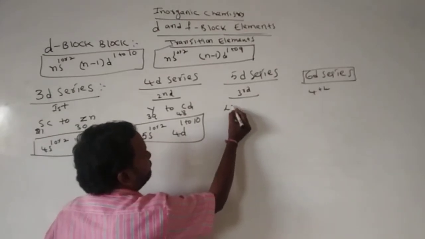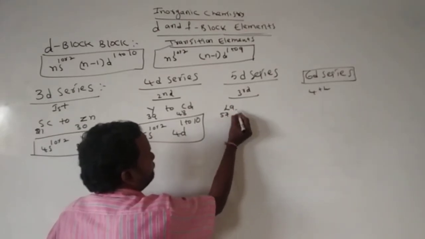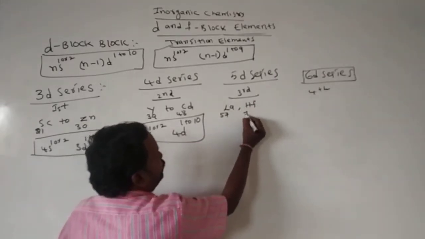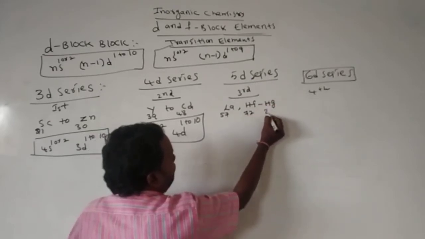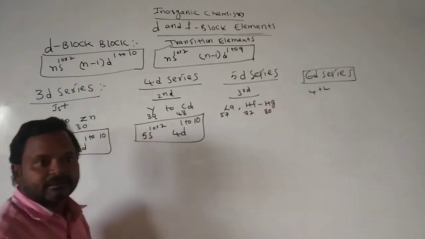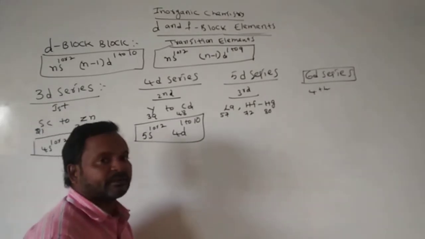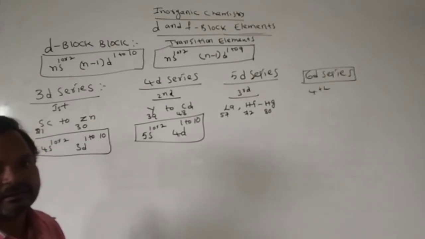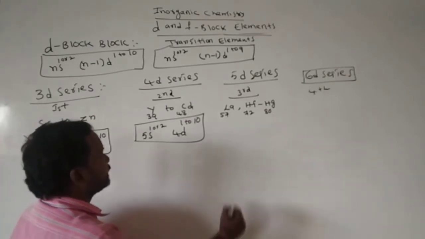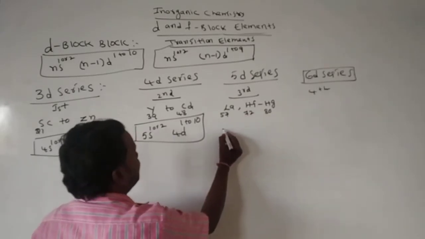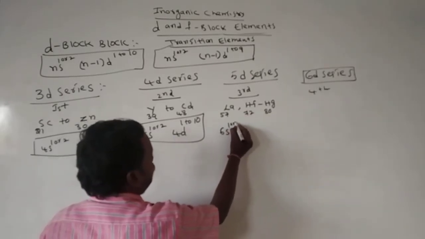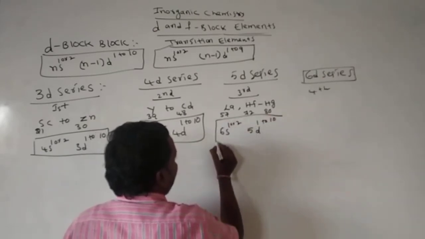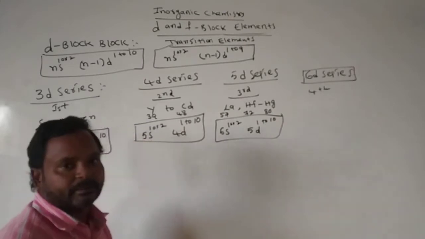Along with lanthanum 57, hafnium 72 to mercury 80. The atomic number of lanthanum is 57, hafnium is 72, mercury is 80. These 10 elements belong to the third transition series or 5D series. The general electronic configuration of this one is 6s 1 or 2 and 5d 1 to 10. This is the general electronic configuration of 5D series elements.